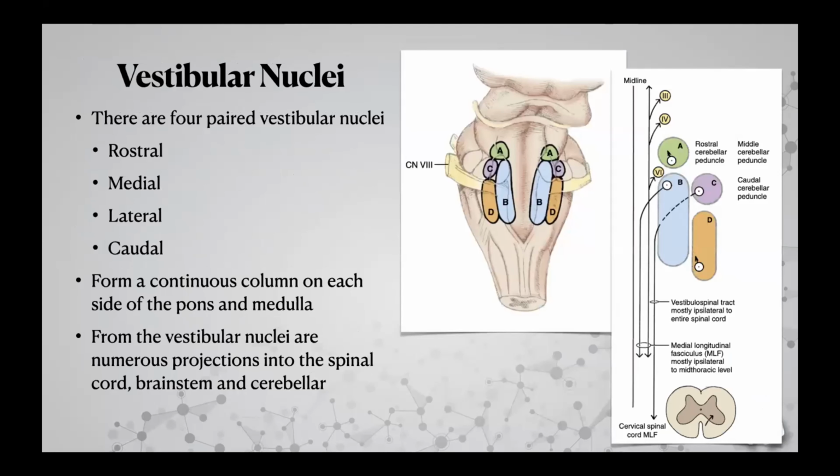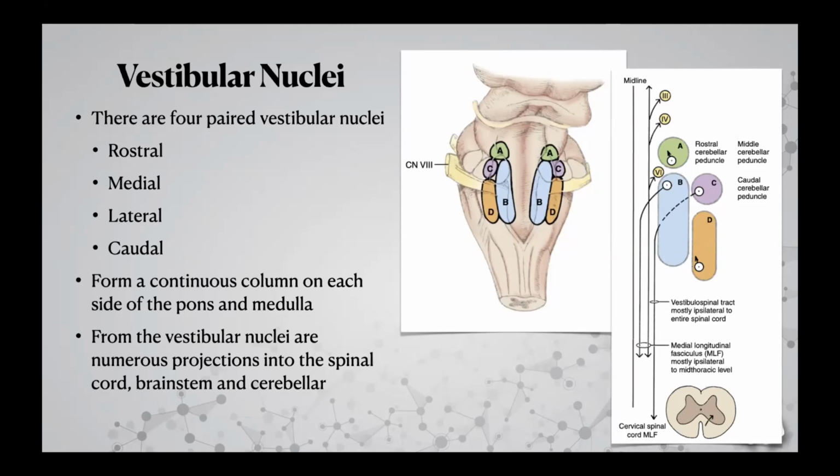So the vestibular nuclei. There are four paired vestibular nuclei, so there are eight total, four on either side, and they're named based on their location: rostral, medial, lateral, and caudal. These nuclei form a continuous column on each side of the pons and the medulla. So they're located within the brainstem, sitting right underneath the cerebellum.